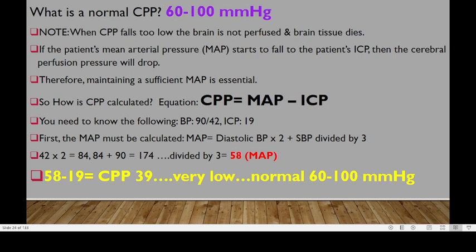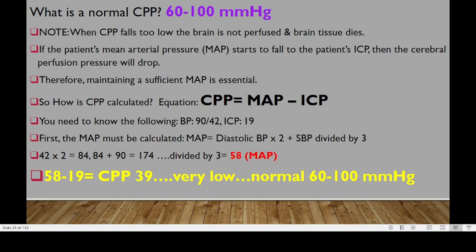So one needs to know how to get the MAP. For MAP, we take the systolic added to twice the diastolic, then divide everything by 3. But our focus here is CPP, cerebral perfusion pressure. You normally get it by taking the MAP and subtracting the ICP.